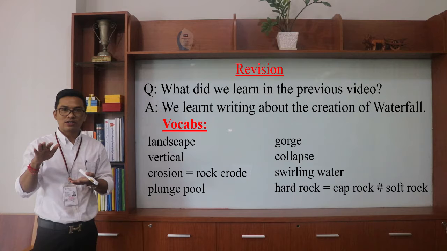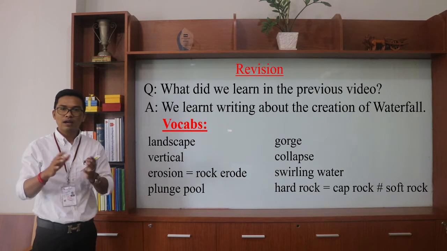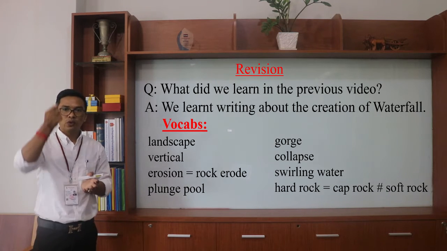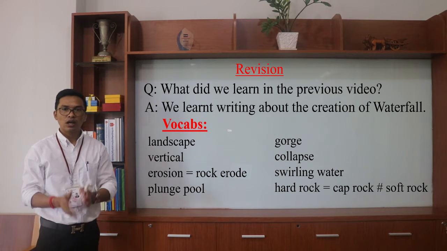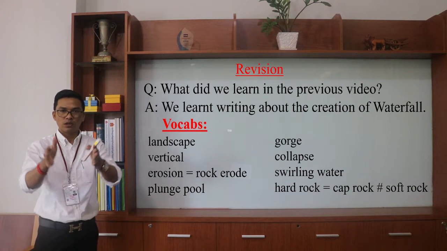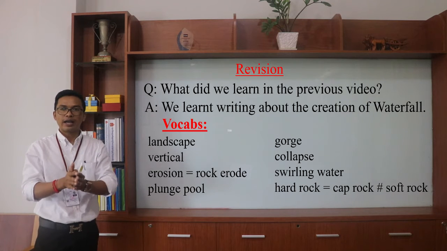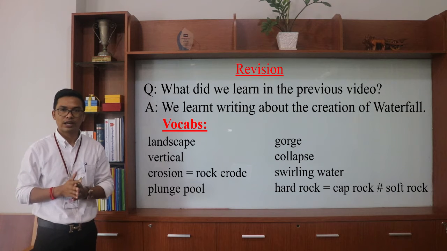As you can see in the previous pictures, plunge pool. A plunge pool is when the water falls from the higher level to the bottom, it forms a plunge pool. And then the next word, gorge: a valley between the mountains. And then collapse, it means destroy. The building has collapsed, something like that.